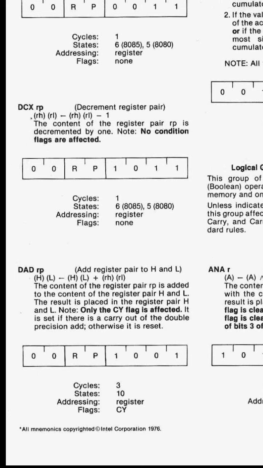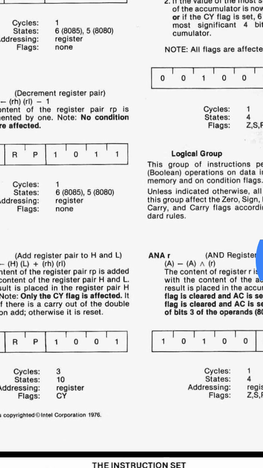What will happen in this? The HL register pair is used to point out the memory location. The HL register pair contents will be added to the register pair represented in the instruction, and the result will be stored into the HL register pair. So contents of the register pair are added to the HL register pair contents. Only the carry flag is affected, either set or reset.